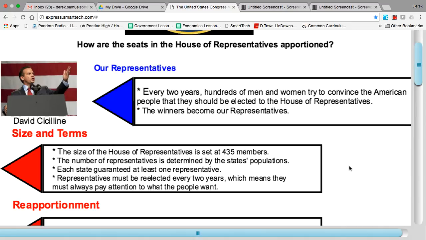Now, each state is guaranteed at least one. So ballpark, this works out to about one representative for every 700,000 people. But little itty-bitty Wyoming, with less than 500,000 people, they still get a representative, even though they haven't hit 700,000.